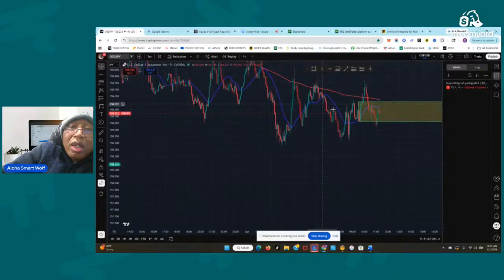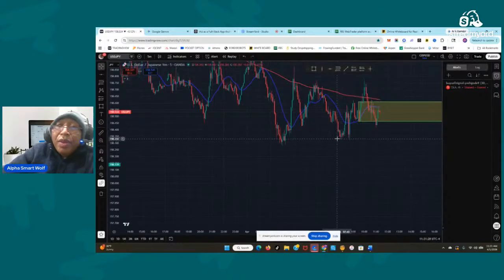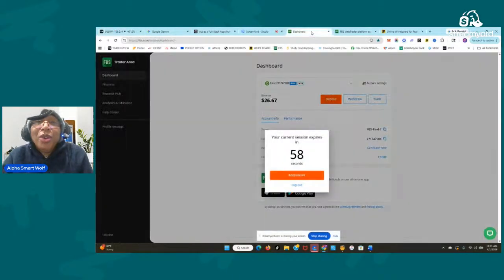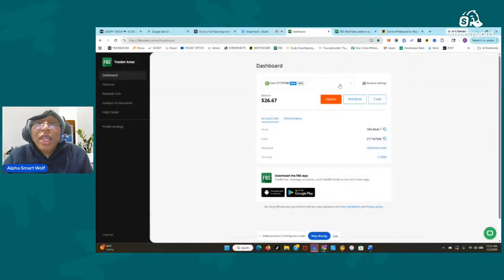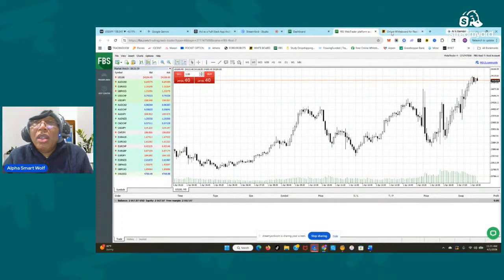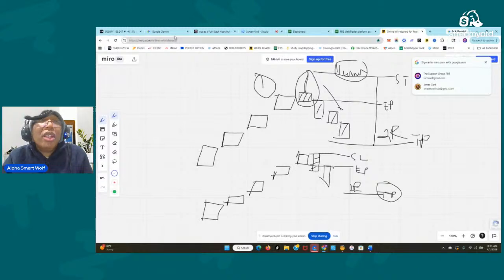I can see it's a downward trend on the USD JPY. So that's where we are. We just need to grow this to 108, and you guys can contribute to that.